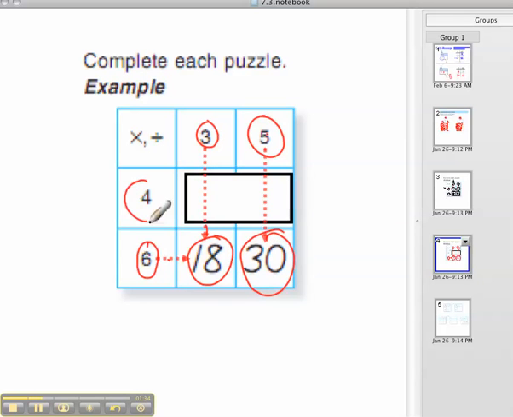The last thing I want you to do is look at this 4. 4 times 3 is, well, that's 12. So 12 would go in that box. Then I want you to think 4 times 5 is 20. So that's how you would complete that box. Now let's move on to the next one.